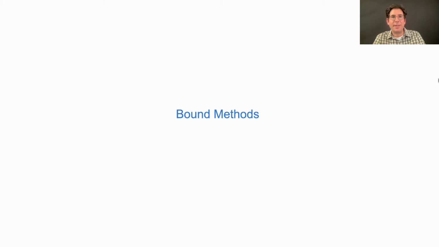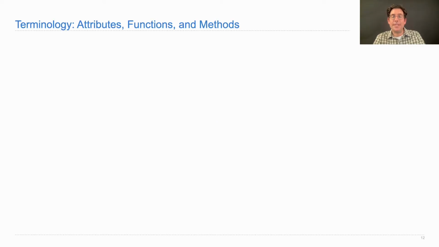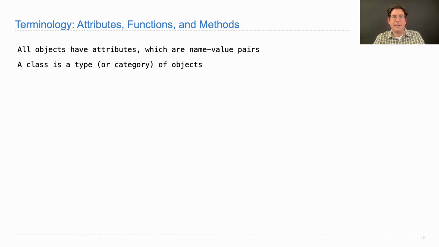Bound methods are functions that are also class attributes, where the self argument has already been filled in with an instance of the class. Let's review all the terminology. All objects have attributes, which are name-value pairs that can be looked up by name. A class is a type. It's a category of objects. Classes are objects as well, so they have attributes.